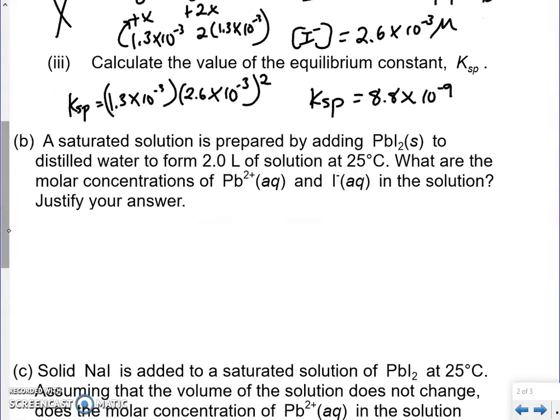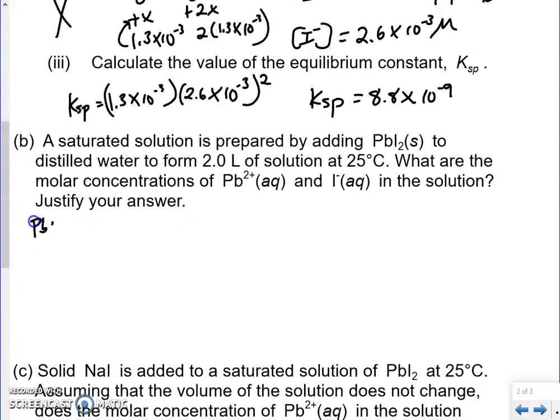We have a saturated solution prepared by adding the lead iodide, so the same thing we've been dealing with, to the distilled water to form a 2 liter solution at 25 degrees Celsius. It wants to know what the molar concentrations of lead and iodine are going to be in this solution and to justify your answers. So there's kind of 2 ways you can go about thinking about this. First and foremost, you can do it through basic logic, or we can do it through an ice table. I'm going to do it with the ice table just to kind of prove a point here.